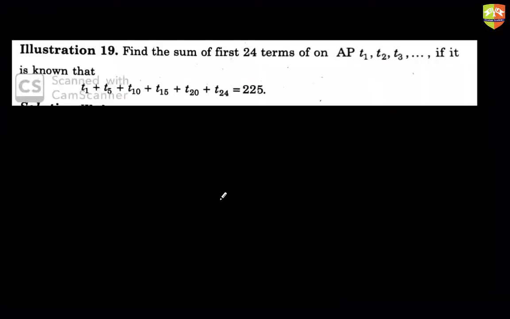So here goes the question. Find the sum of the first 24 terms of an AP, T1, T2, T3 till T24, if it is known that T1 plus T5 plus T10 plus T15 plus T20 plus T24 is equal to 225. Please send me your answer privately. Please type your answer privately. Don't put it for everyone, okay? No one so far?